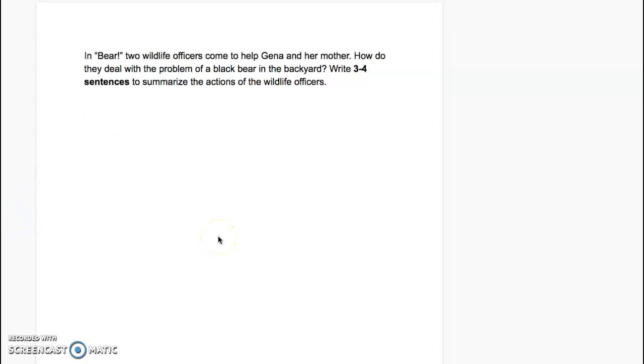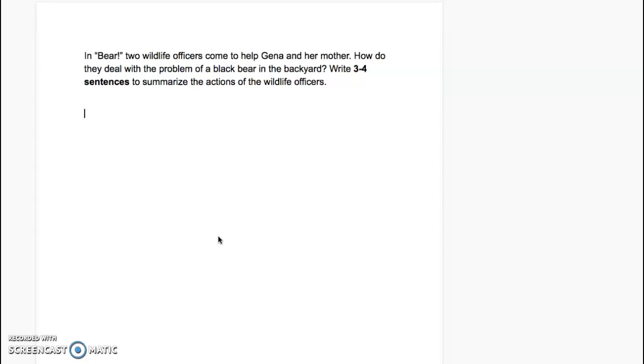So you will see the prompt in this case is, in Bear, two wildlife officers come to help Jenna and her mother. How do they deal with the problem of a black bear in the backyard? Write 3 to 4 sentences to summarize the actions of the wildlife officers. Okay, so this question is asking you to write a paragraph, 3 to 4 sentences to summarize the actions of the wildlife officers.